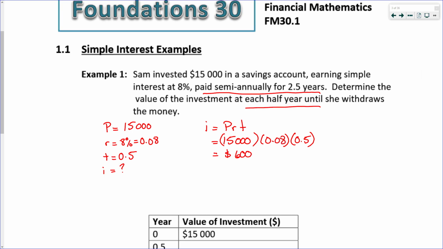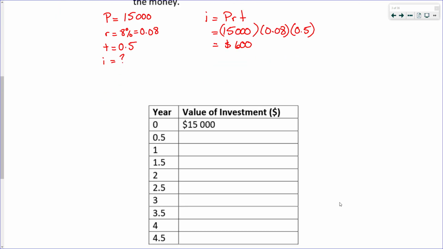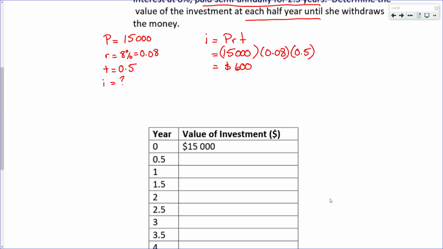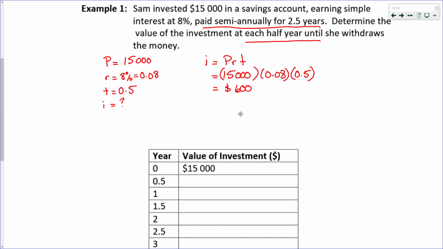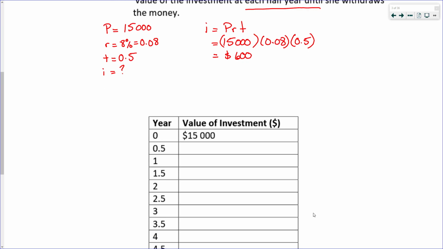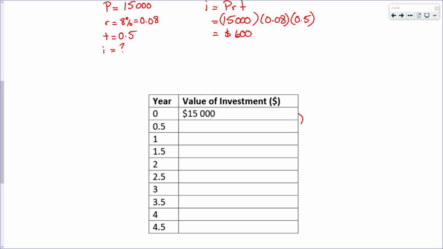So every half a year is going to be $600. So when I go to my little table that I've created here, each increment is going to be $600 because every half a year we're doing a simple interest calculation. So that simple interest calculation is going to be based on the starting amount. So that's 15,000. So every half a year, we're going to add on the $600. So on and so forth.